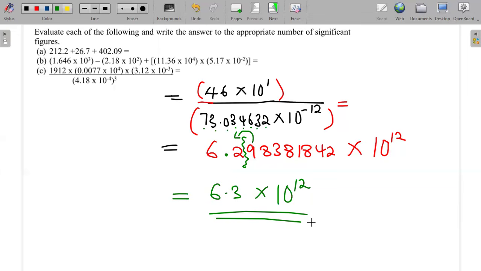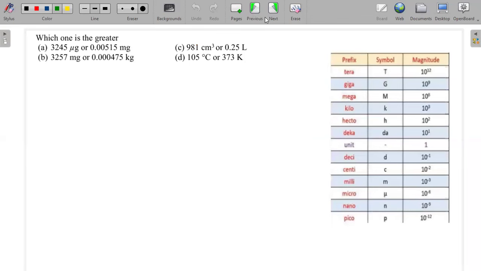I hope you guys have understood how to do the questions on addition, subtraction, multiplication, and division of these things that have a different number of significant figures or different number of decimal points. Okay, so any questions there? Okay, if there are no questions, let's move and talk about unit conversions now.